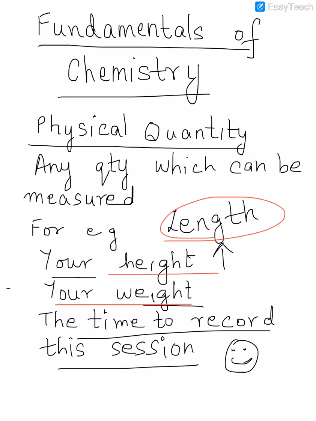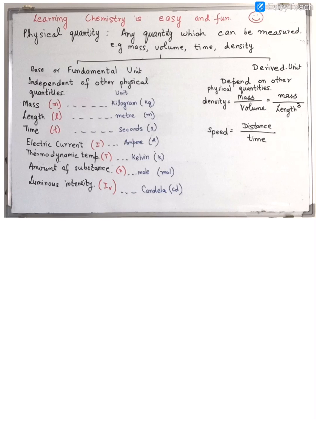Same way your weight, or we can also make it a little simple, not considering the gravitational pull, we can say the mass of any object. The time taken to record this session, the time taken for you to go to school, the time taken for you to have a break. Now these are all representative of a simple quantity called as time. So what the group of scientists did was they classified physical quantities on the basis of certain basic principles, right? And we are going to study those today.